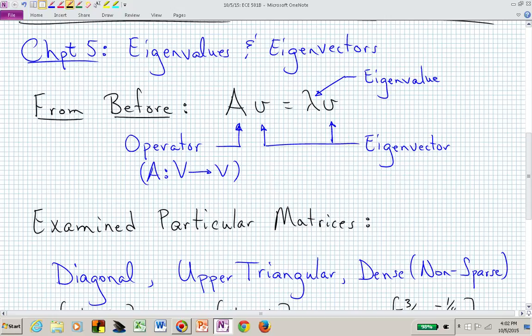Again, we're in Chapter 5, and from before we said if we can find these vectors v and these scalars lambda that satisfy this equation, then we have identified an eigenvalue and an eigenvector for that operator or that matrix A. Again, operators are going from some subspace and staying in that subspace.